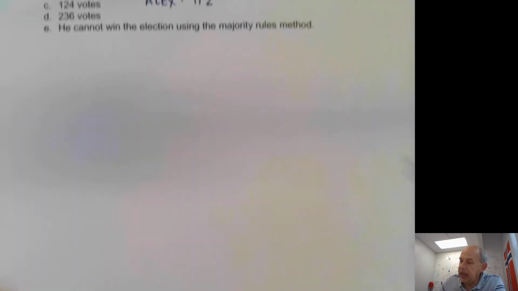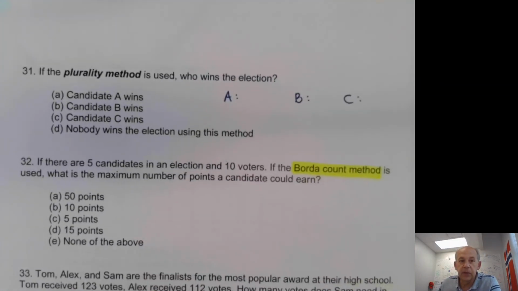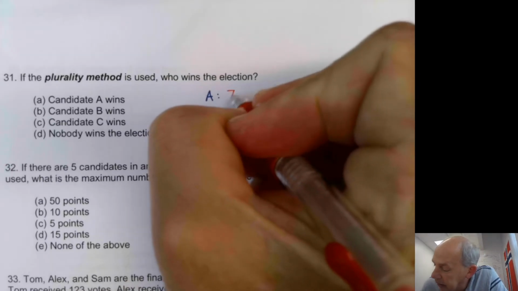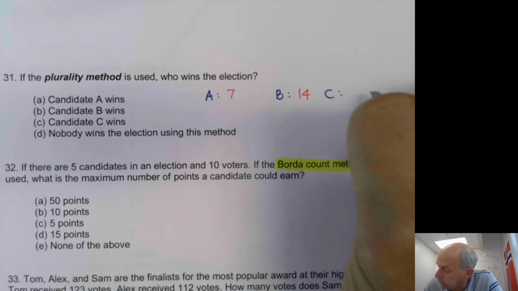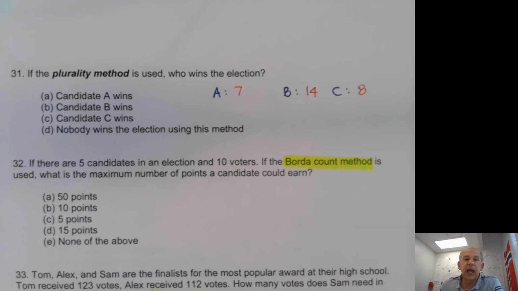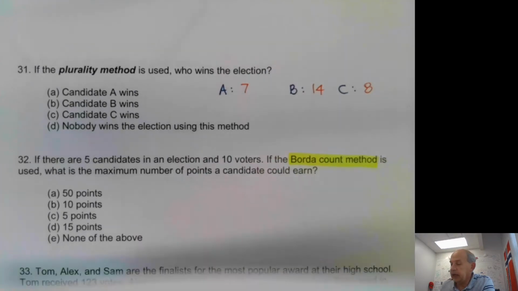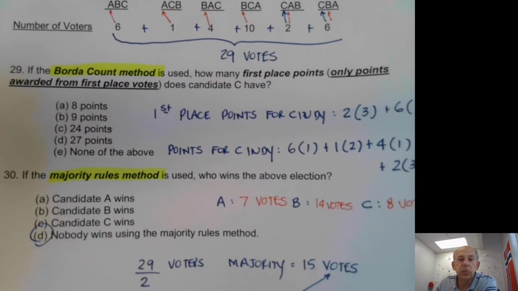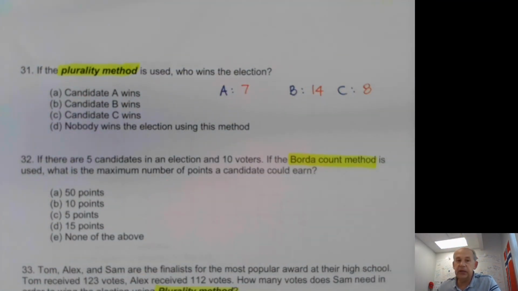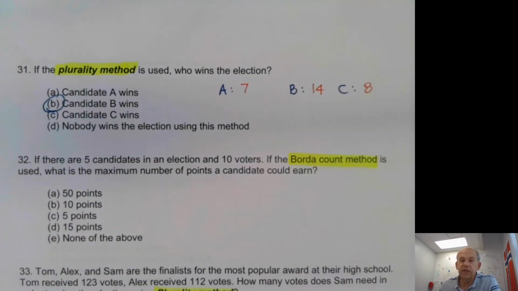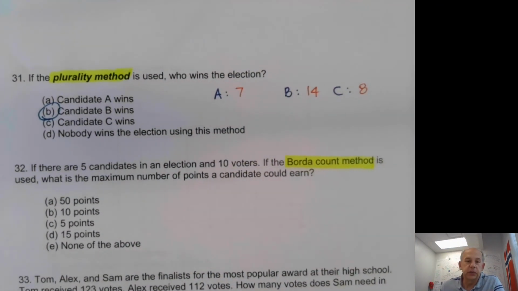Let's take a look at the plurality method here for the same chart. Candidate A had 7. Candidate B had 14 votes in first place, and candidate C had 8 votes in first place, and where I got that from was this previous problem on 30. The plurality method, the candidate with the most votes wins, does not have to be a majority. So candidate B wins because candidate B had 14 first place votes.